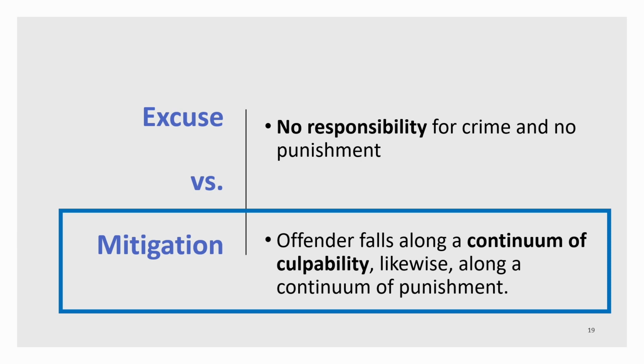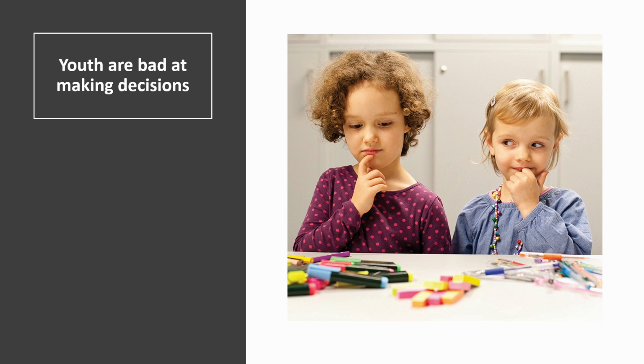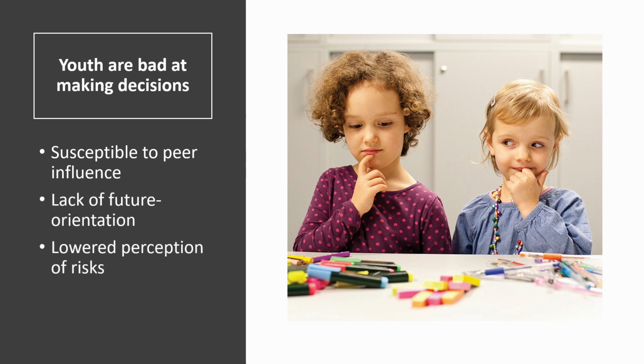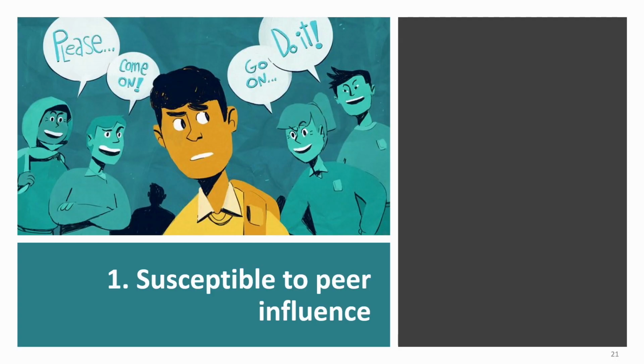So what are some mitigating circumstances? What are some mitigating factors for kids? Basically, we're going to be talking about four different factors that might contribute to youth being bad at decision making and having less culpability for their actions. So these four factors are susceptibility to peer influence, lack of a future orientation, lowered perception of risks, as well as impulsivity. They're a bit self-explanatory, but I'll go through them one by one just to give you a general idea. So let's start with susceptibility to peer influence.